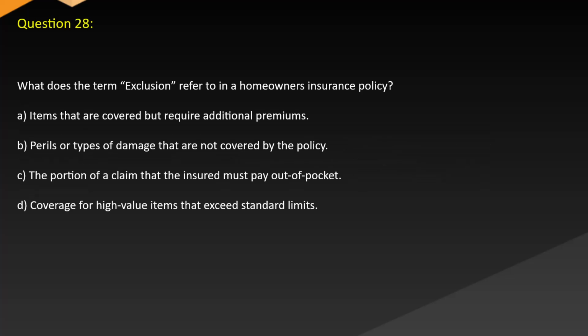Question 28. What does the term exclusion refer to in a homeowner's insurance policy? A. Items that are covered but require additional premiums. B. Perils or types of damage that are not covered by the policy. C. The portion of a claim that the insured must pay out of pocket. D. Coverage for high-value items that exceed standard limits.